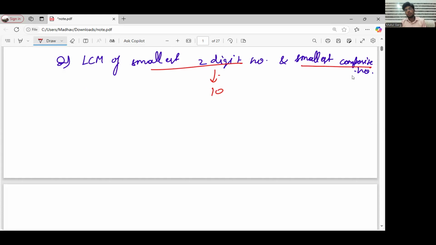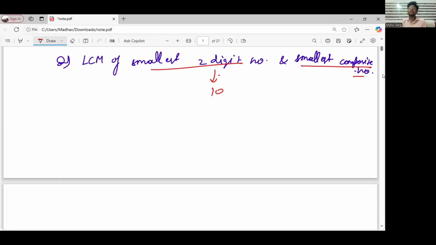Smallest composite number will be what? See, composite numbers are those numbers which have more than two factors. वो numbers होते हैं जिनके दो से ज्यादा factor हो. तो ऐसे कौन से number हैं? If we just see here, 2 has only two factors. 2 is a prime number. 3 is also a prime number.